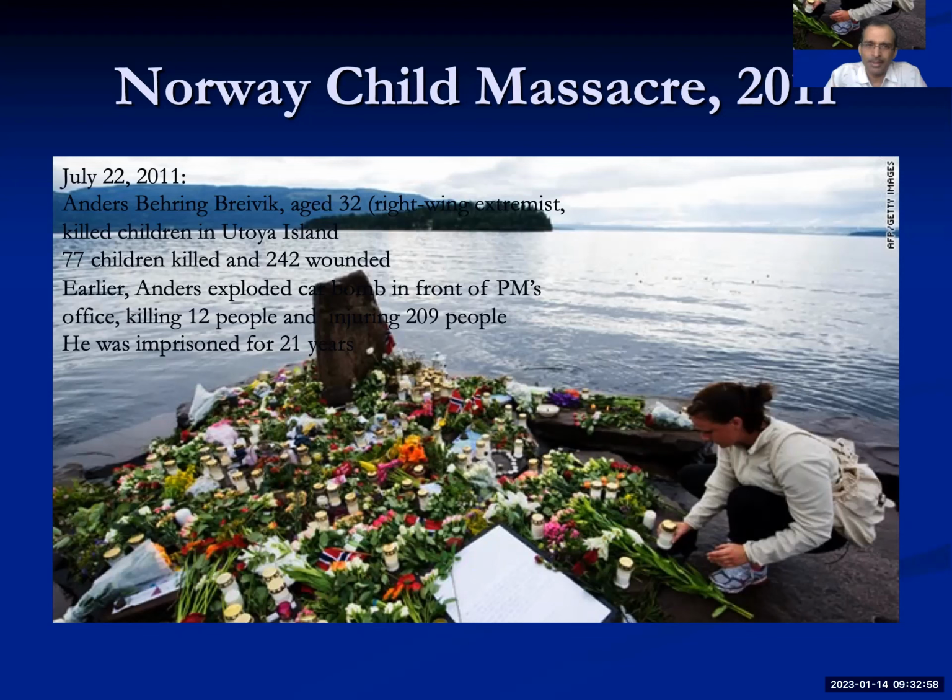And he was imprisoned for 21 years. This is also a very serious crime, like New Zealand or the USA. And if it was a country like the USA, then he could have been hanged or given some kind of capital punishment. So very serious, very dangerous, killing so many people, especially children.